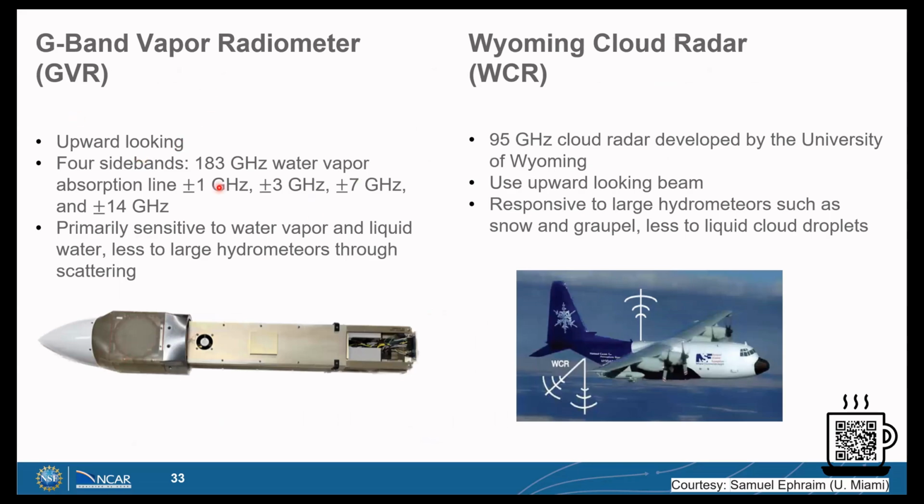So this is just an image of the GVR. It's upward looking on the NCAR C130. There's 4 sidebands here, so the 183 gigahertz water vapor absorption line, plus these other bands. And it's mostly sensitive to water vapor and liquid water, and less so to large hydrometeors. And so what nicely complements it is the Wyoming Cloud Radar. So there's a 95 gigahertz cloud radar developed by University of Wyoming. We use the upward-looking beam because we want to look at the same region, and obviously it's quite responsive to larger hydrometeors.